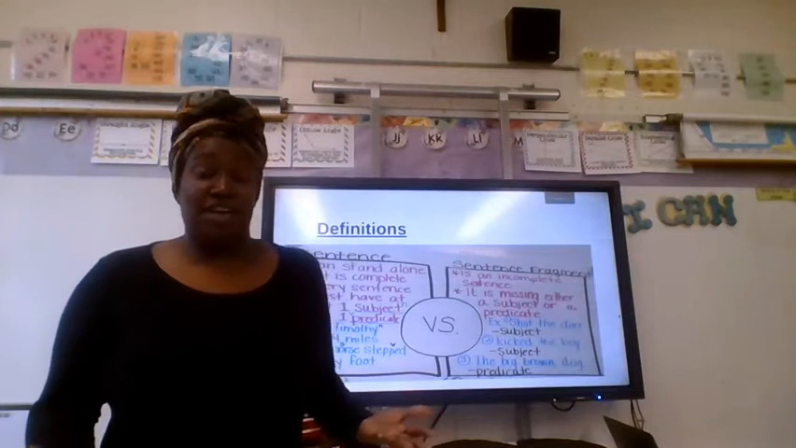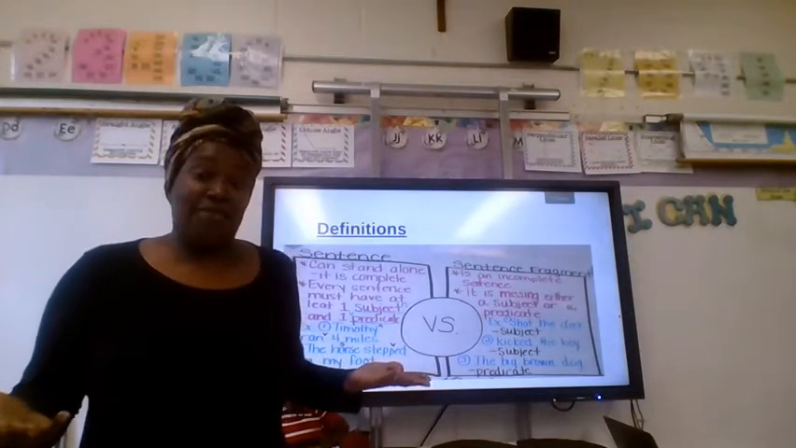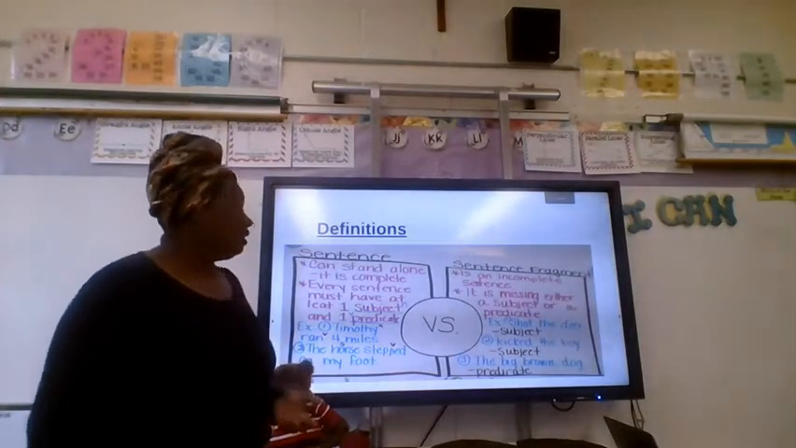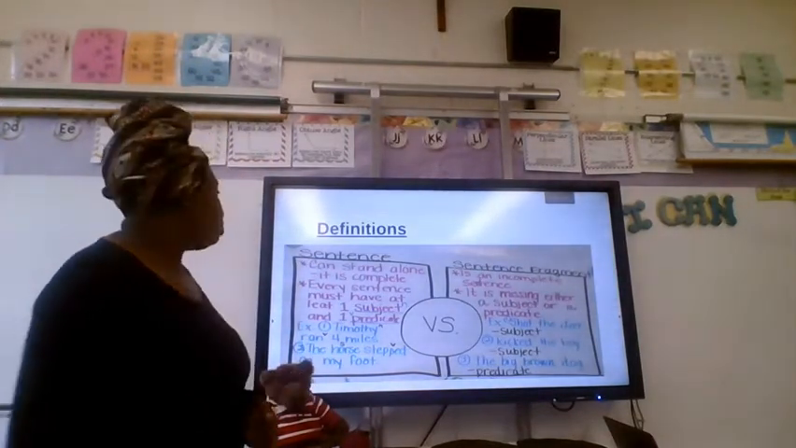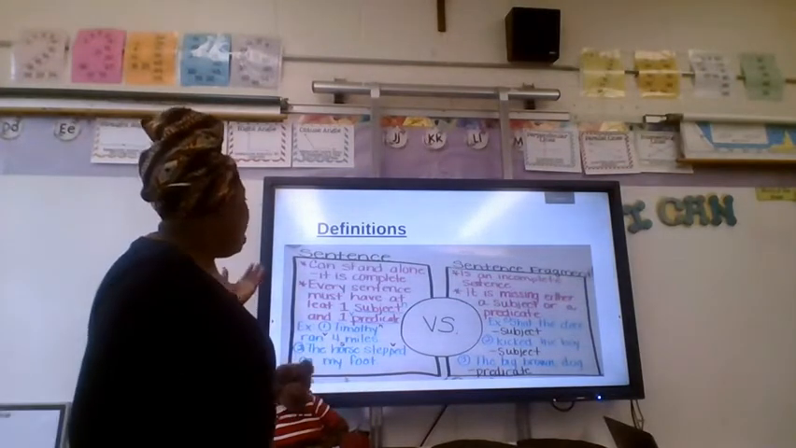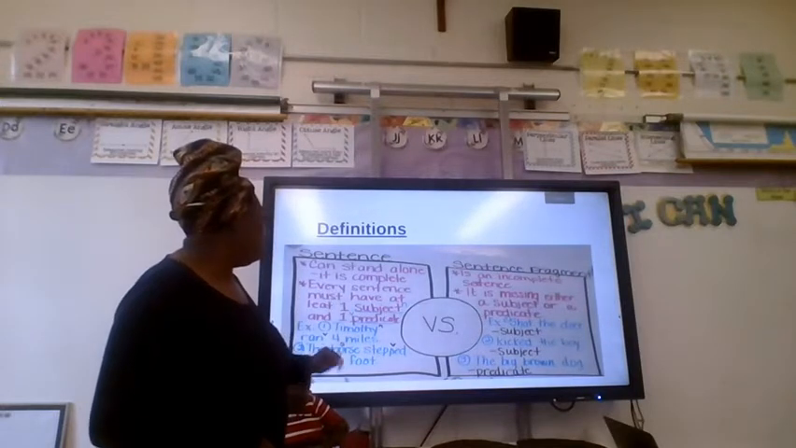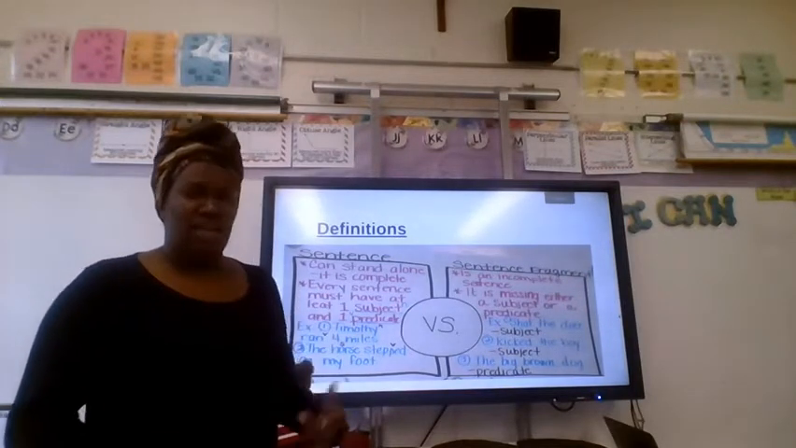First, let's start with the definitions. What's a sentence and what's a sentence fragment? A sentence can stand alone. That means it's complete. Every sentence must have at least one subject and one predicate.